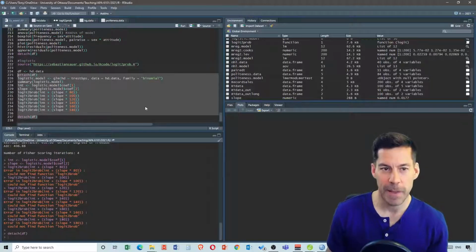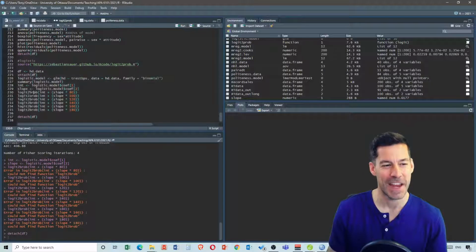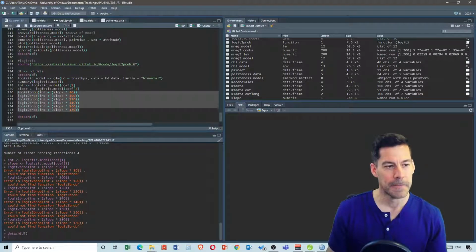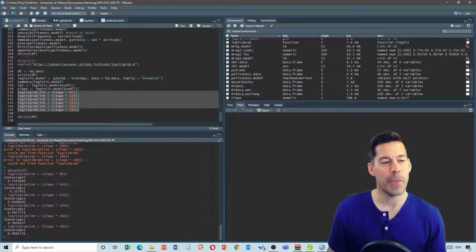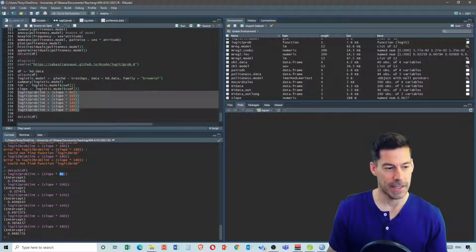And of course, I've made a spelling error, so I'm going to change that to logit to prob. I'm notorious for making these spelling errors. So let's run those again. If we run those commands again, now we see that I have a 25% probability if my blood pressure is 80, 32% probability if my blood pressure is 100, and that keeps going up as my blood pressure increases.